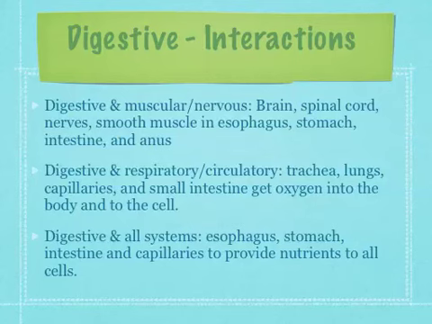The digestive system works with all systems to provide nutrients and energy for the cells. So the esophagus, stomach, and intestines of your digestive system work with the capillaries of your circulatory system to give all the cells in our body the food and nutrients they need to survive, to grow, and to reproduce.